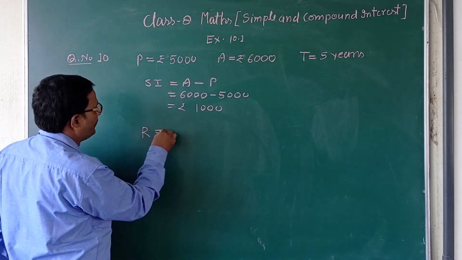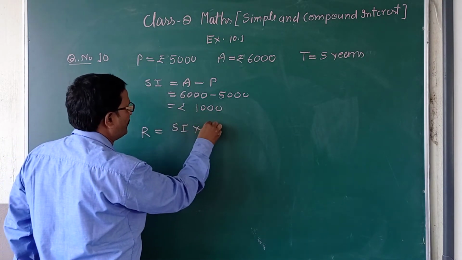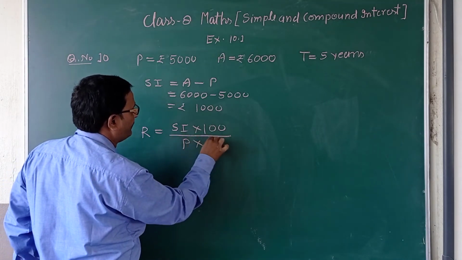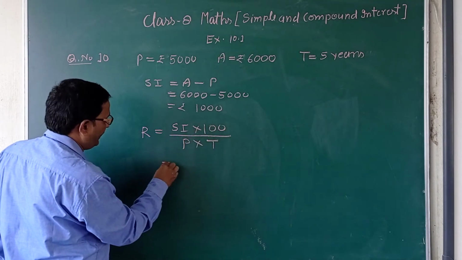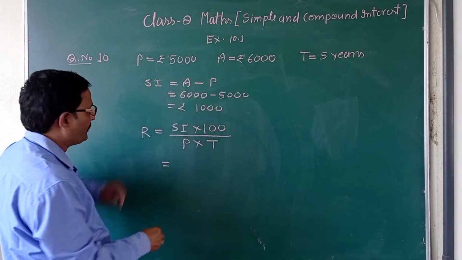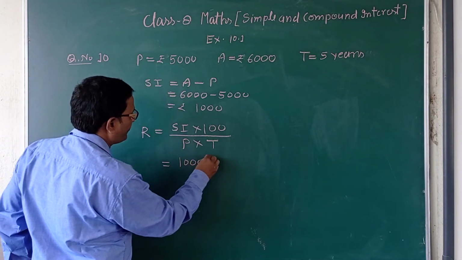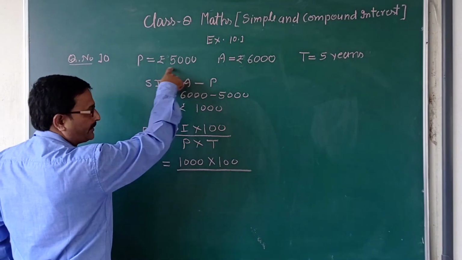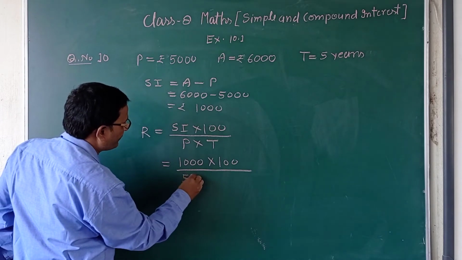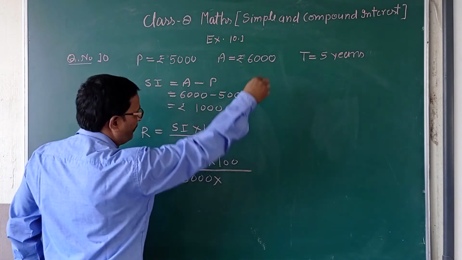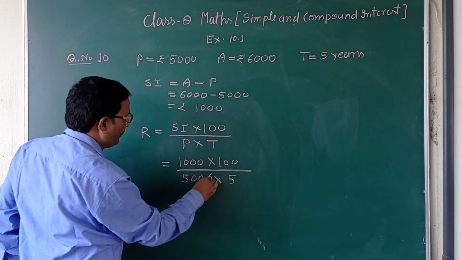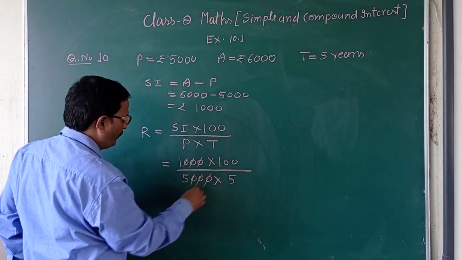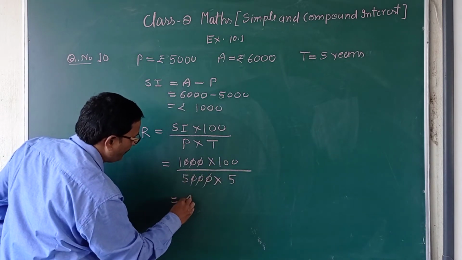Rate is equal to SI into 100 upon principal into time. See that SI is 1,000 rupees into 100, principal 5,000 rupees, time 5 years. See, 5 times 5 is 25, and 25 goes 4 times. Rate is coming 4%.